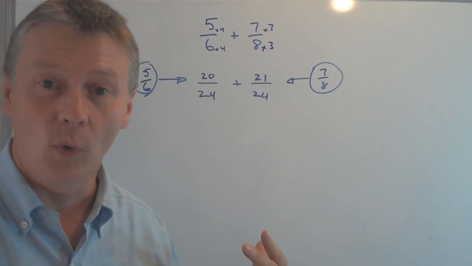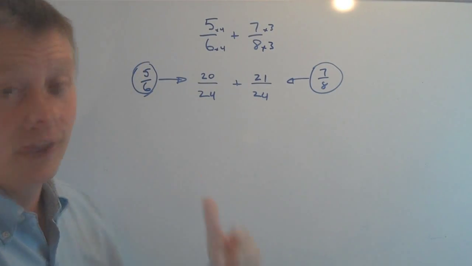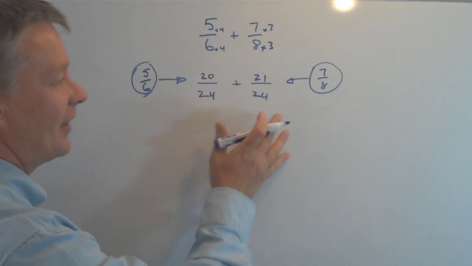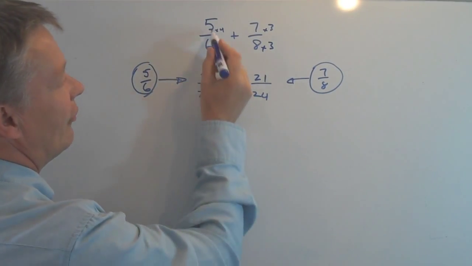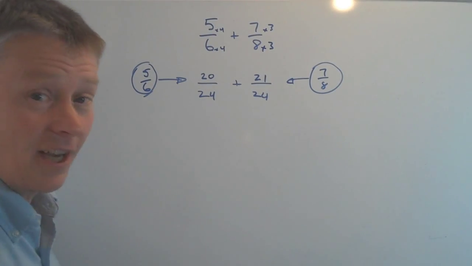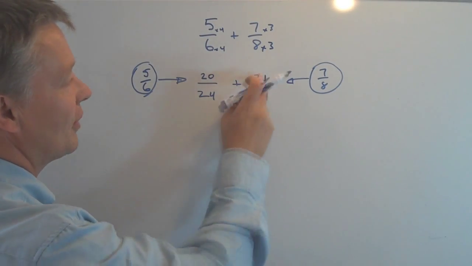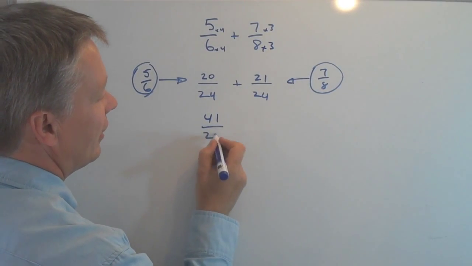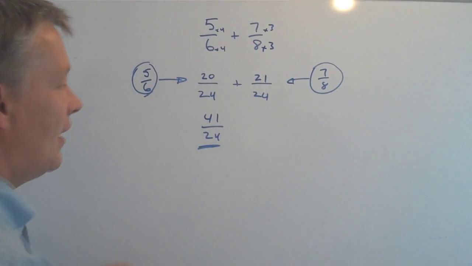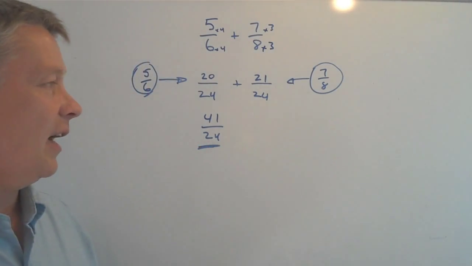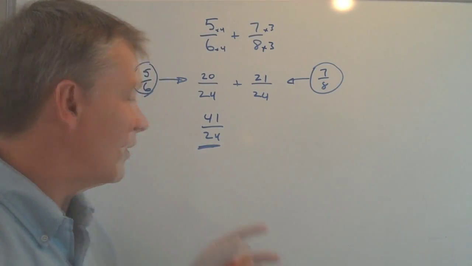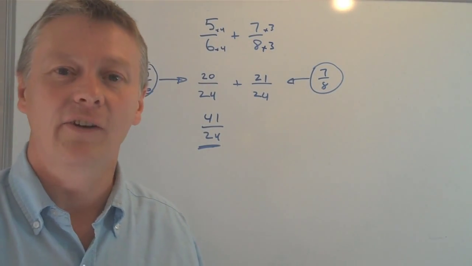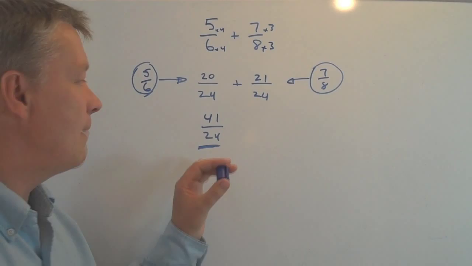And now I'm in a position where, because I've got common denominators, or the numbers at the bottom are common, I'm able to add these together. So 5/6 plus 7/8 is the same as saying 20 over 24 plus 21 over 24, which is 41 over 24. Now, that is an improper fraction, because what I've got is a number at the top which is top heavy. So what I can do now is convert this to a mixed number.